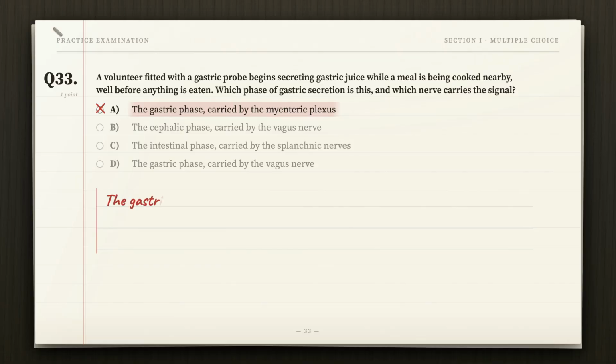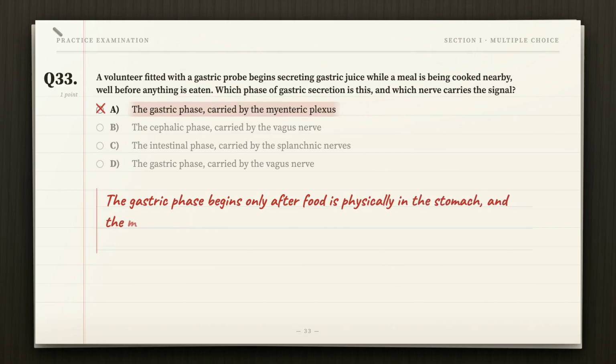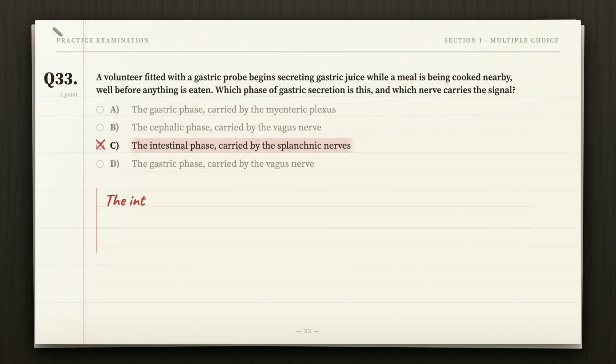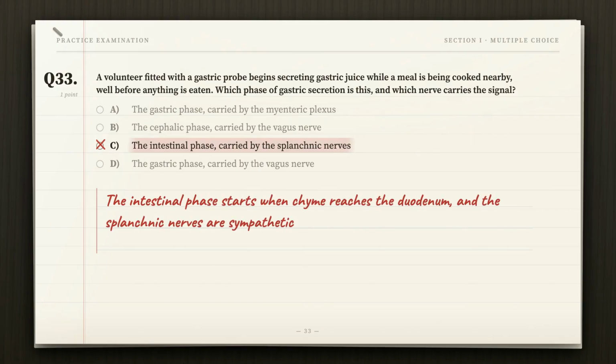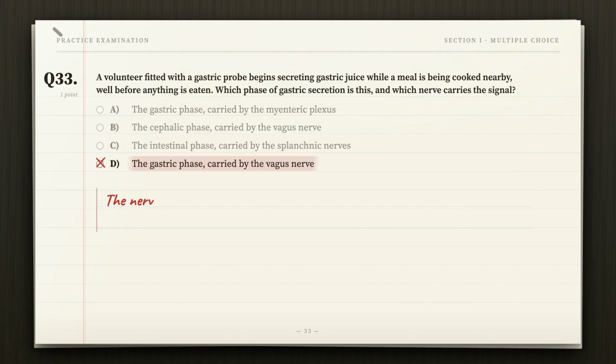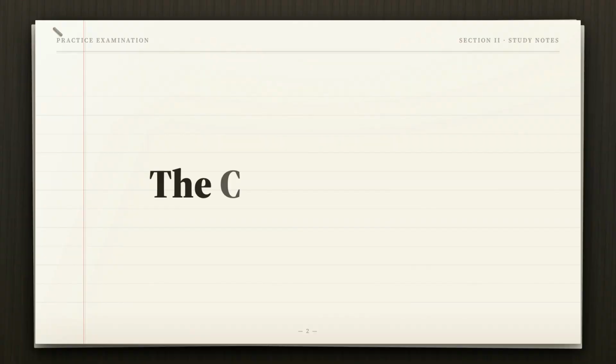A is wrong because the gastric phase begins only after food is physically in the stomach, and the myenteric plexus governs motility rather than carrying signals from the brain. C is wrong because the intestinal phase starts when chyme reaches the duodenum, and the splanchnic nerves are sympathetic and inhibitory. Neither element fits a response occurring before eating. D is wrong because the nerve is correct but the phase is wrong. Nothing has entered the stomach, so the gastric phase cannot have begun.